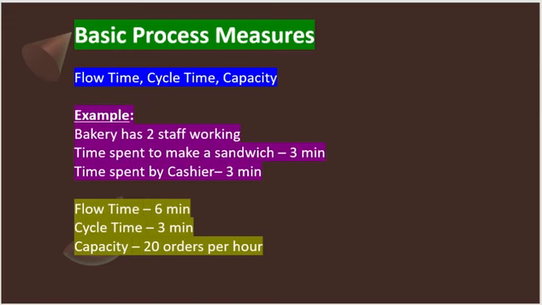And the capacity is of course very simple, because you are taking 3 minutes per sandwich on average, so 60 divided by 3 is 20 orders per hour. So let us look at how we arrived at these minutes.